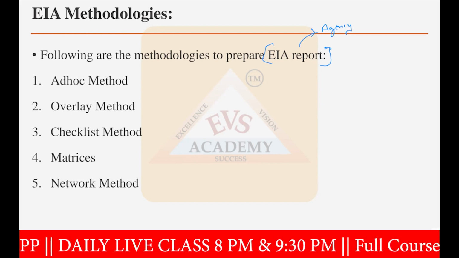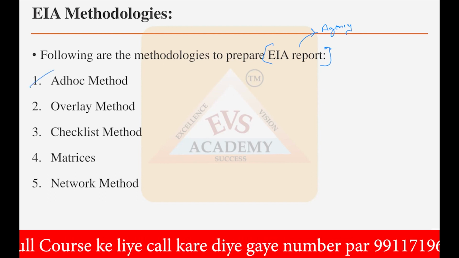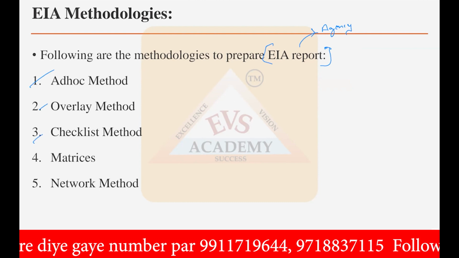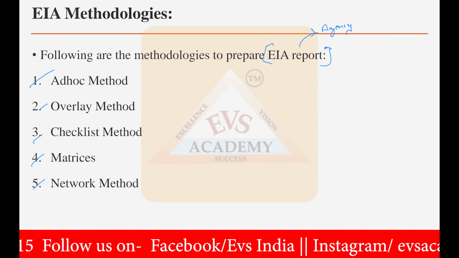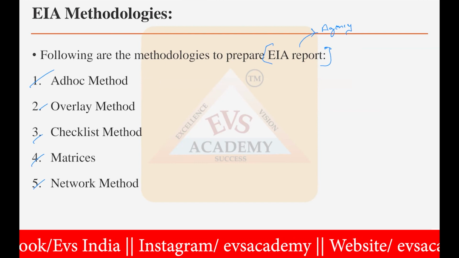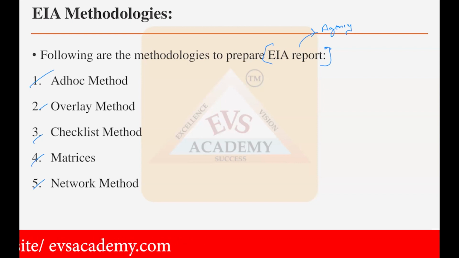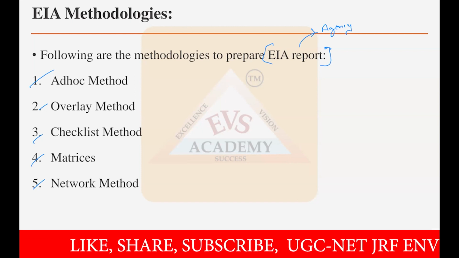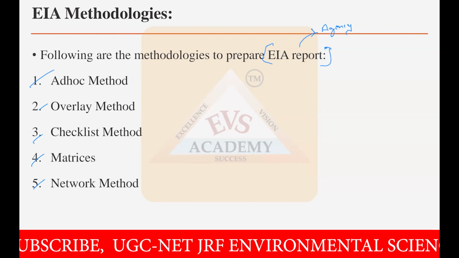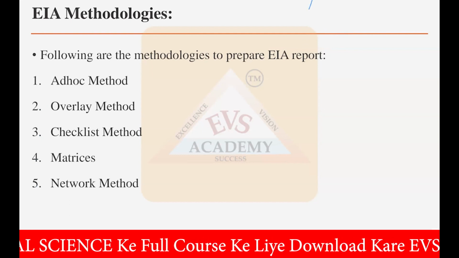They can follow multiple types of methodologies to prepare these EIA reports, like the ad hoc method. Then we have the overlay method, the checklist method, matrices, and the network method. It is up to the agency which method they want to apply. Generally one or two methods are frequently used by these agencies, but it is up to the agency by which method they want to prepare the EIA report. They can use any one of these methods. For the EIA agencies, we have to study all these methods one by one in detail. And then we will understand how EIA is performed by these agencies.